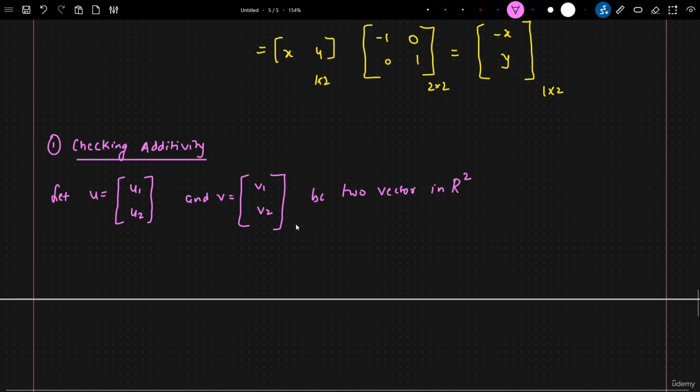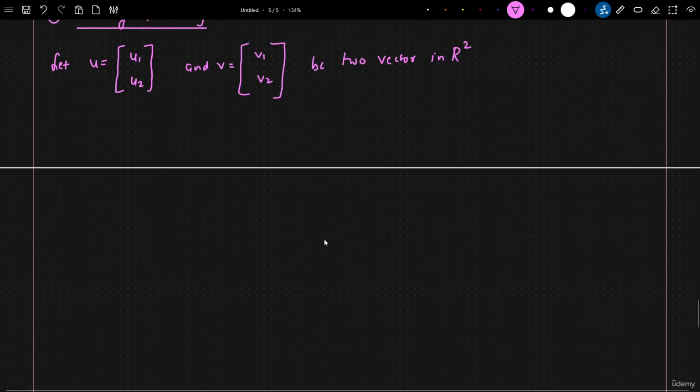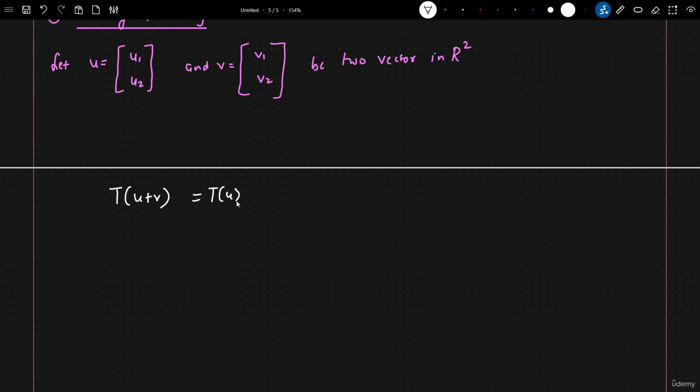Now with respect to the additive requirement, the transformation should satisfy this rule. If you are doing transformation with respect to u plus v, I should be able to get transformation of u plus transformation of v. So both of these should be equal. If it is not equal, then we can say that this transformation is not a linear transformation. So let's do the calculation.